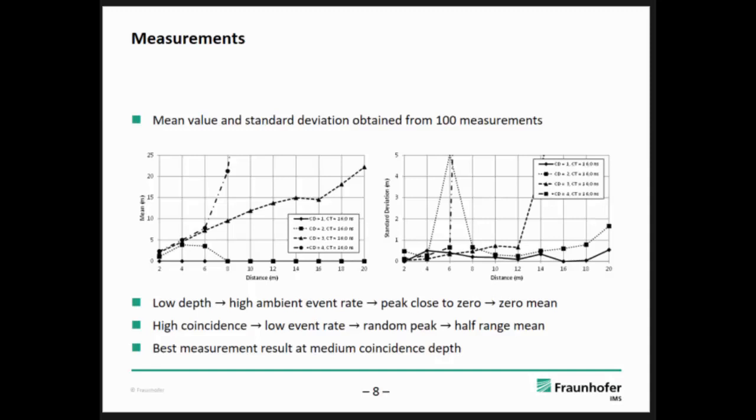If we use a too high coincidence step, 4 in this example, the few pulses which are occurring are distributed more or less equally across our whole measurement range, and therefore the mean value is about half the range, which is in our case about 100 meters. And as we have seen in the previous slide, for a depth of 3, we can achieve the best measurement for this setup, and can measure up to about 14 to 15 meters.